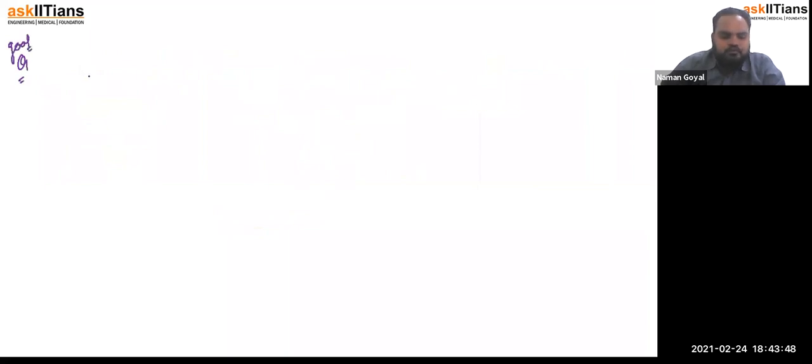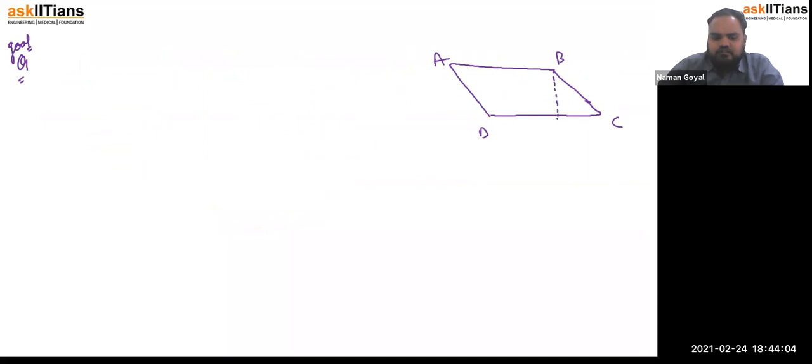First of all, you can draw the figure. There is a parallelogram. This is A, B, this is C, and this is D. This height is given as 3 centimeter, this height is x, this is 4 centimeter, and this distance is 6 centimeter. So you can write down the question.